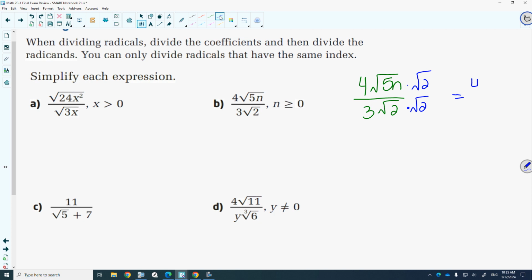This is going to be 4 times square root of 10n over 3 times root 2 times root 2, which is 2. Instead of multiplying 3 times 2, I'm actually just going to simplify here. 2 goes into 2 once, 2 goes into 4 twice, and I'm going to get 2 root 10 over 3. I'm missing my n.